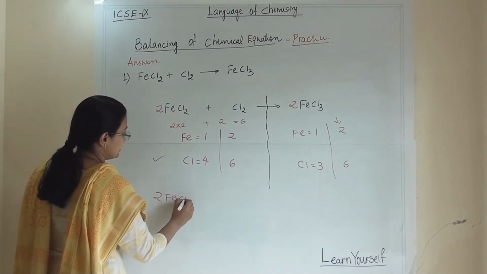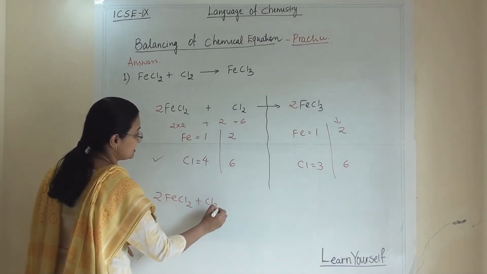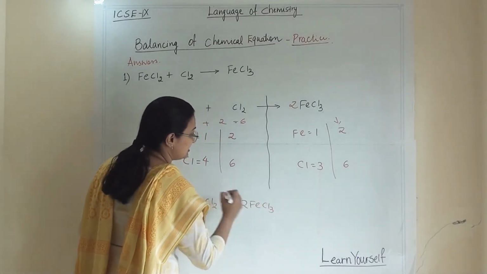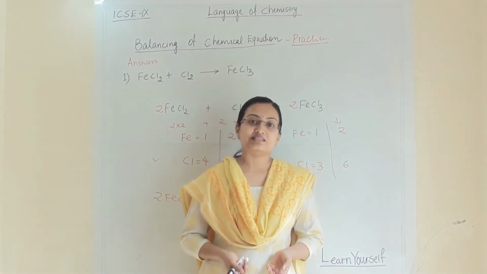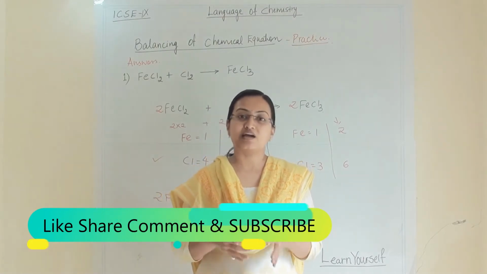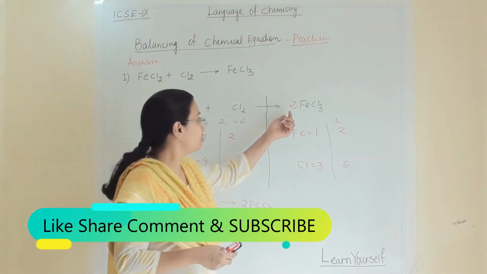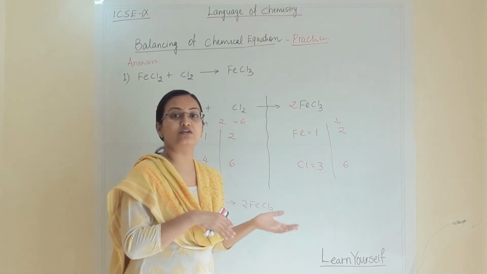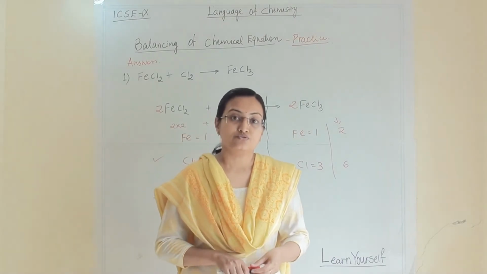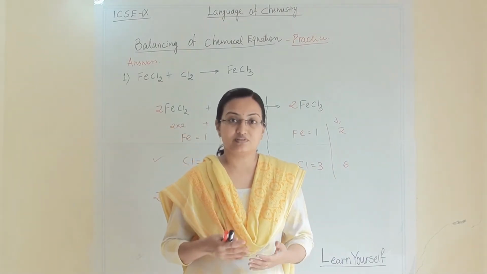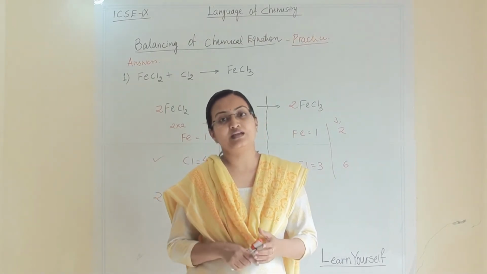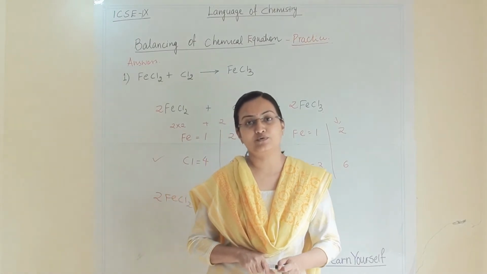2 FeCl2 plus Cl2 gives us 2 FeCl3. Whenever you are balancing an equation, you will not get the correct answer on the first try. By trial and error, you add molecules on the product side or the reactant side and you will get the correct answer. So with a little more practice, with hands-on experience, you will get this. But practice is very important in balancing an equation.